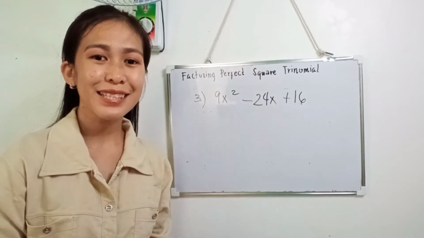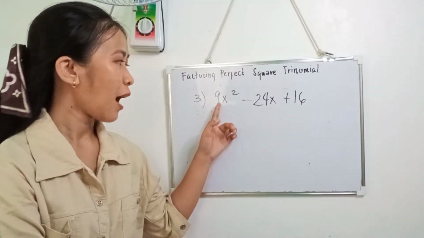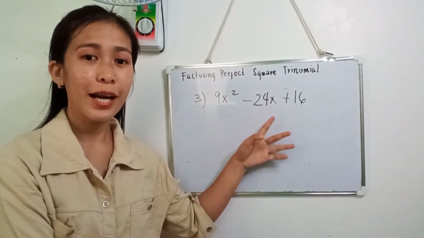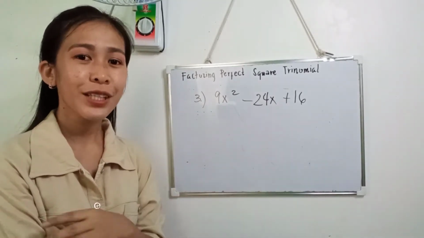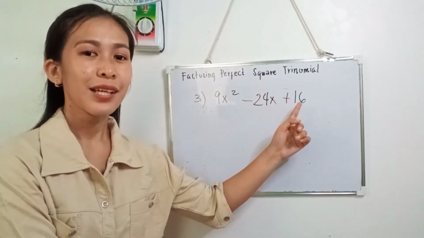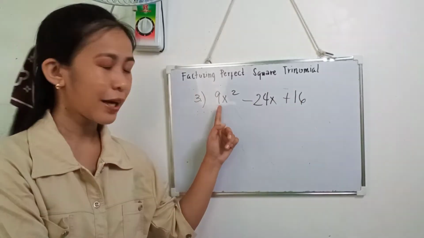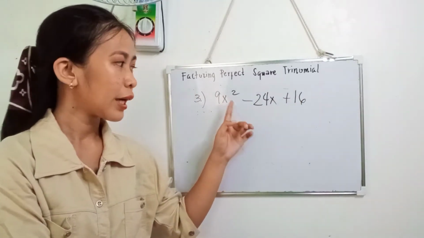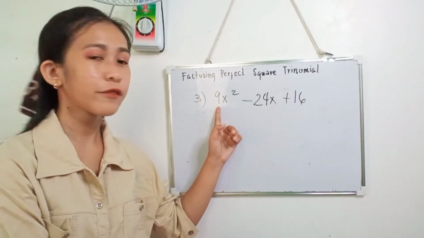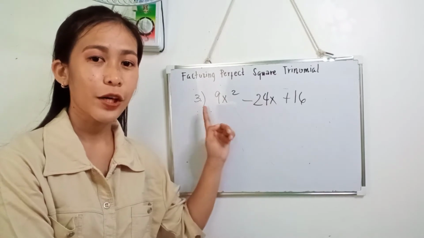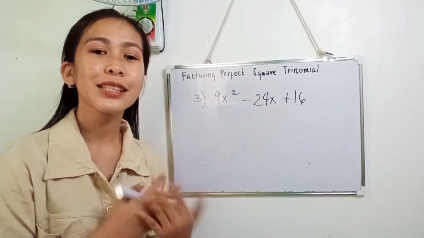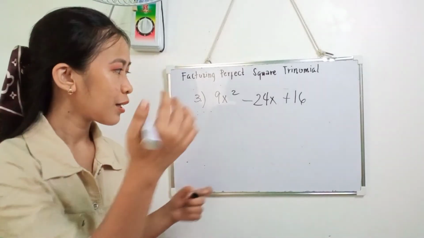Here is our last example. We have here 9x squared or 9x raised to 2 minus 24x plus 16. So, definitely, this is a perfect square trinomial as well, right? Kasi nga si 16 is a perfect square and then si 9x squared is also a perfect square and itong si 24 naman is the result when we twice the product of the square root of this first and last term. Okay? So, ganun lang din kasimple, kagaya lang din ng kanina yung process na gagawin natin.